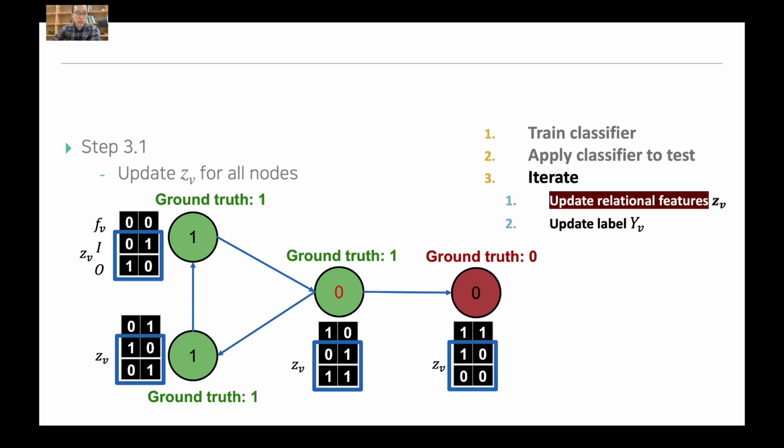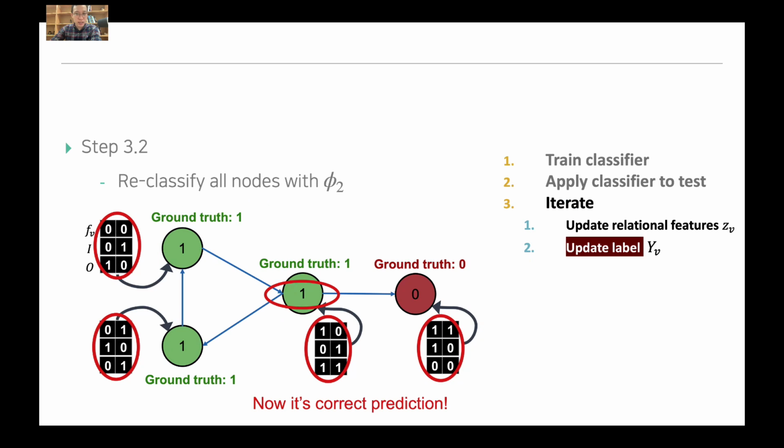Now we construct I and O at this stage. From the pi1, we construct I and O, and then we classify all the nodes with the pi2. So now we have pi2, so we utilize 3 vectors at the same time. We can assign the new label, and then we are able to see that the wrong prediction is corrected.